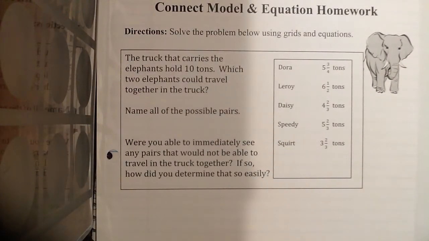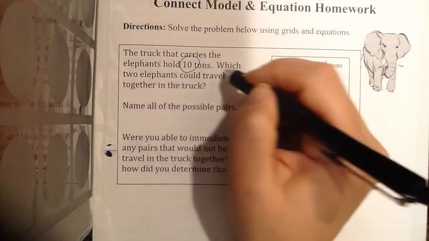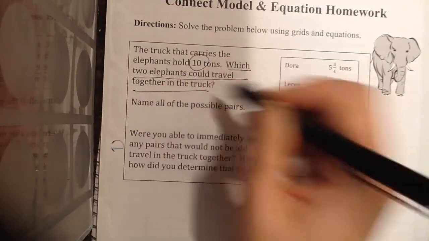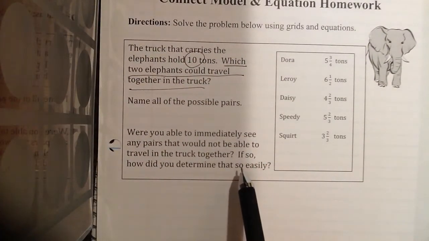So here's my problem. I'm going to pick one out of here. The truck that carried the elephants holds 10 tons. Which 2 elephants could travel together? So it can hold 10. Which of these 2 could travel together? So I have to name all the possible pairs. I'm just going to find one of them.